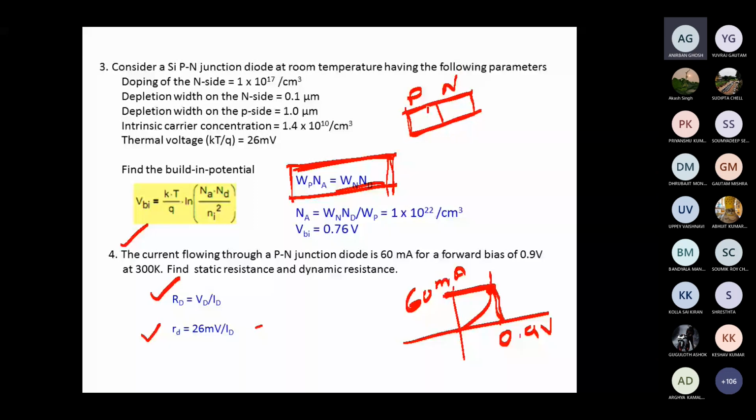What is the WP? You have the depletion width. As we discussed, suppose this is the WP and this is the WN. Depletion width of the N side, depletion width of the P side, doping of the N side is given, but doping of the P side it is not giving. For that you need to calculate. You have the condition is this one. Then you can find the NA, ND, and the intrinsic concentration is already known; if it is silicon, 1.5 into 10 to the 10 or 1.4 into 10 to the 10. So from there you can calculate.